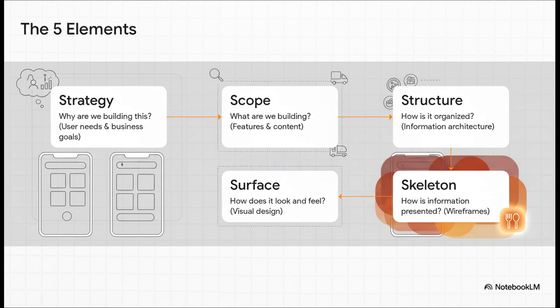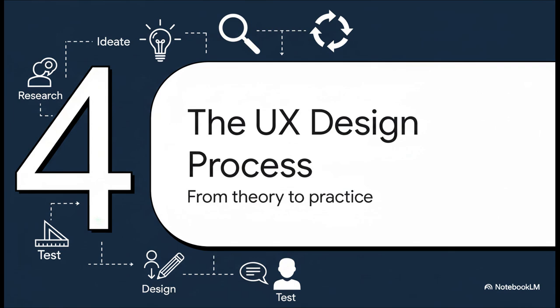Then we get to the skeleton. This is the layout. It's where we decide where the search bar actually goes on the screen, where the buttons live. And then, and only then, do we get to the very top, the surface. This is the visual design, the yummy-looking pictures, the brand colors, the nice fonts. See how every single step is built on the last one? It's a logical flow. So those 5 elements are our blueprint, our map.